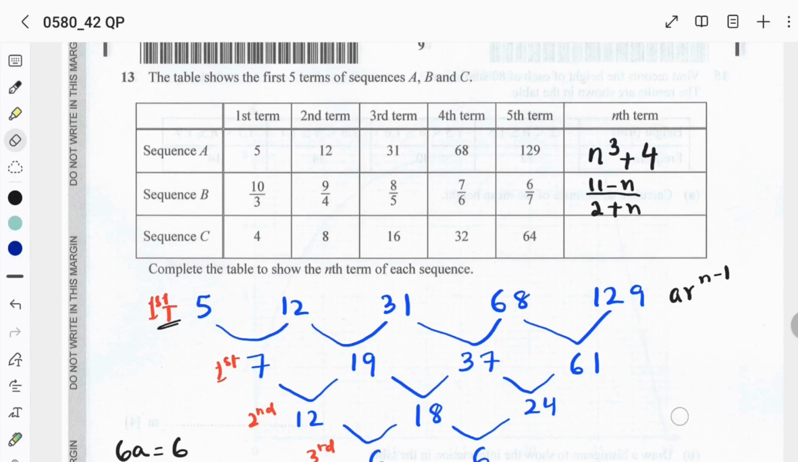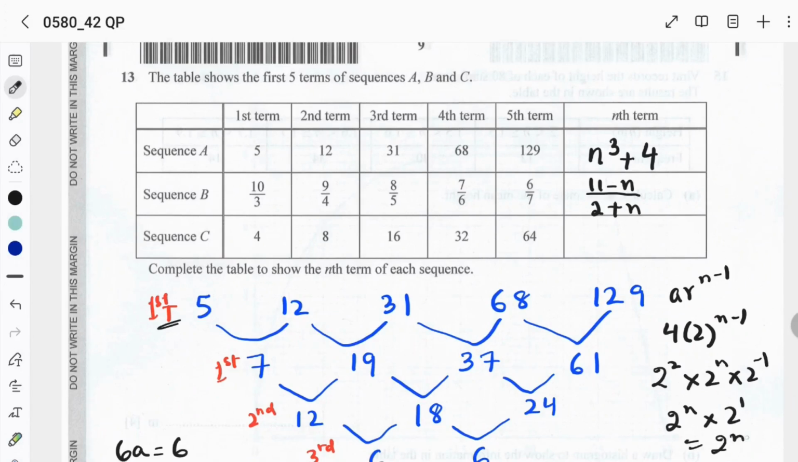So this is 4 into 2^(n-1), where a is 4. We can easily simplify this. That is 2 squared into 2^n into 2^(-1). I just broke 2^(n-1) as 2^n and 2 to the power minus 1. So that is 2 to the power n, and 2 squared times 2 to the power minus 1 is 2 to the power 1. So I can combine it together: 2 to the power n plus 1.